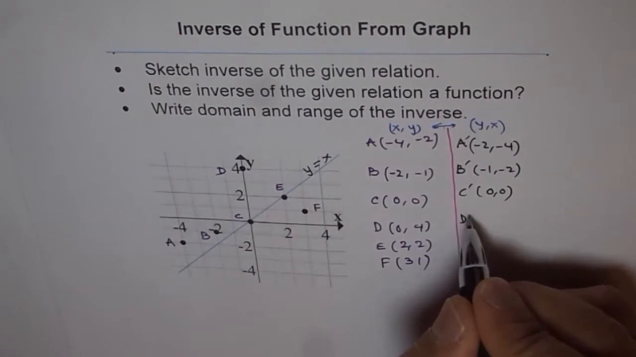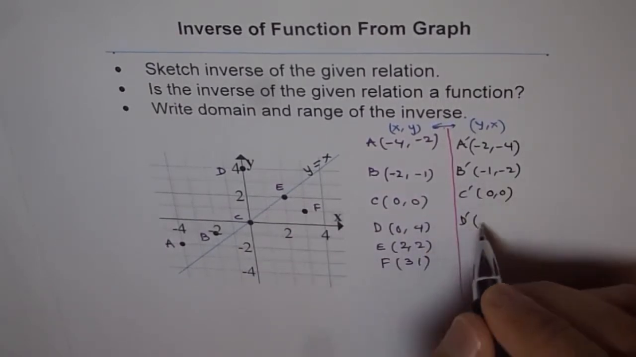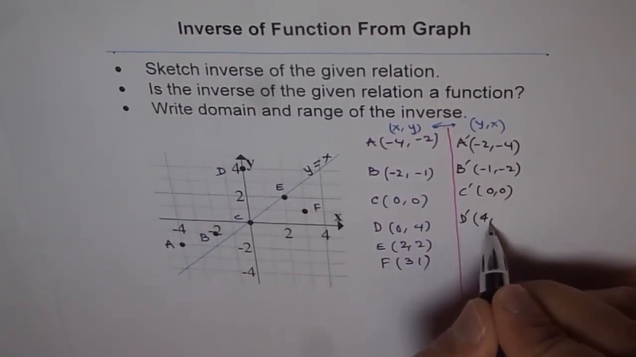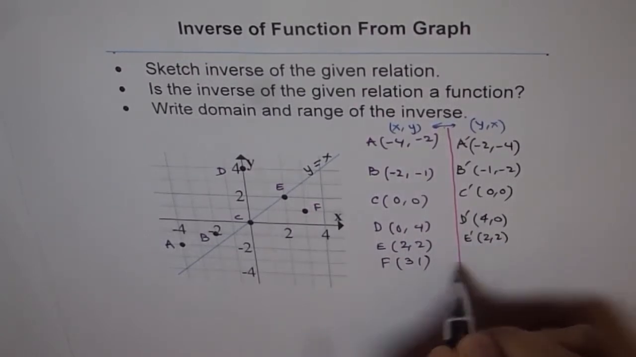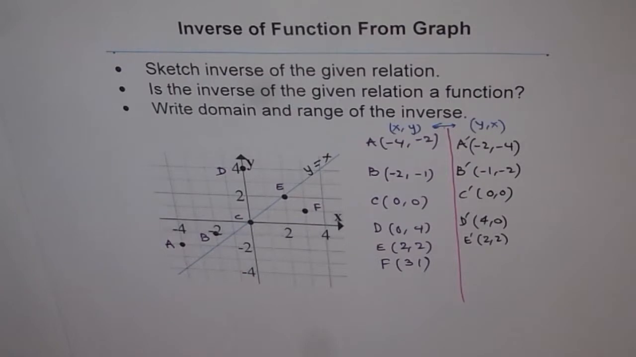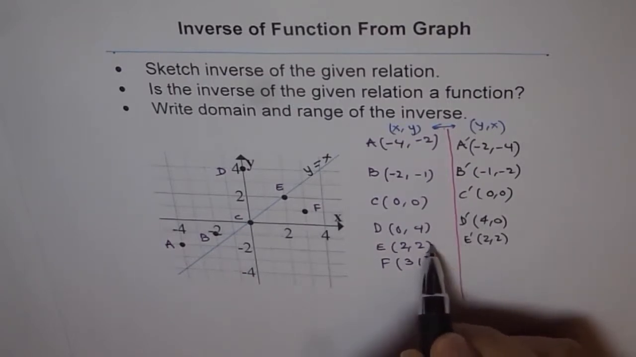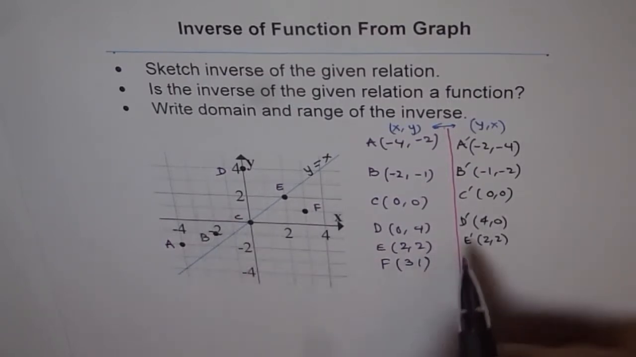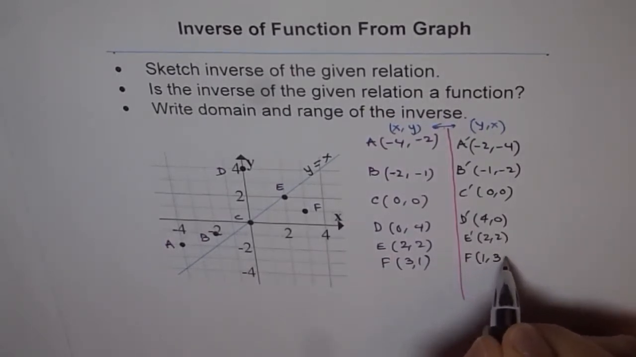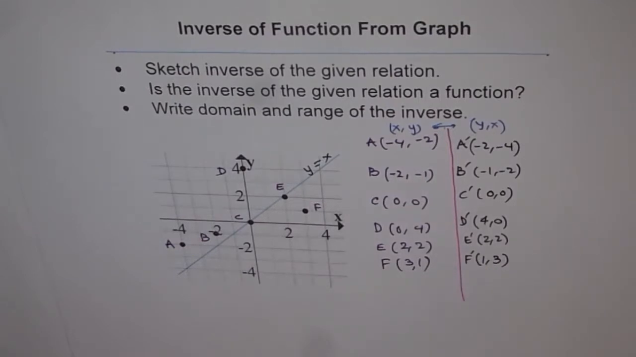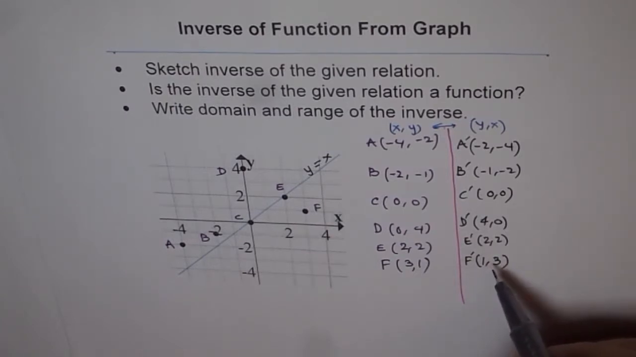D's image on the inverse will be 4, 0. And for E, E dash will be 2, 2. This point is also called invariant, since its location in both the relation and its inverse is the same. And for F, the point F dash will be 1, 3. So that is how you get the points which represent the inverse.